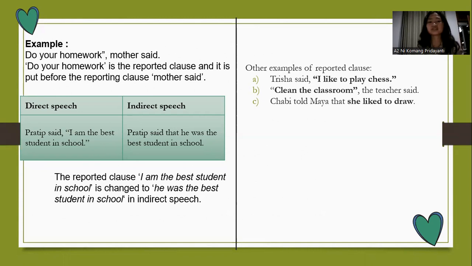The reported clause, I'm the best student in school, is changed to he was the best student in school in indirect speech. Another example of reported clause is: Trishna said, I like to play chess. And another example: clean the classroom, the teacher said.